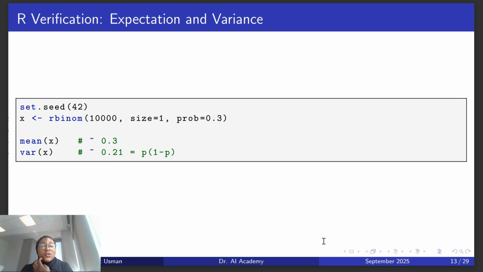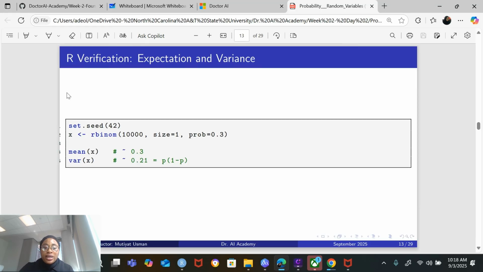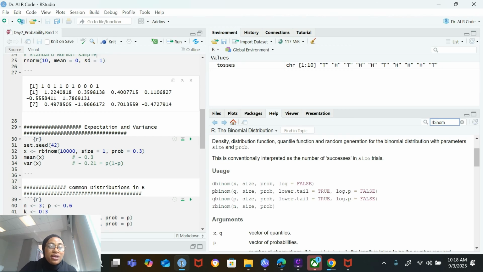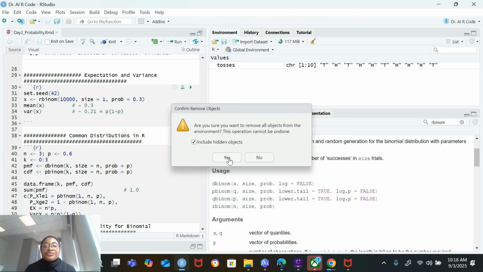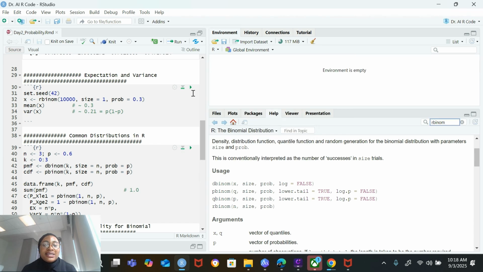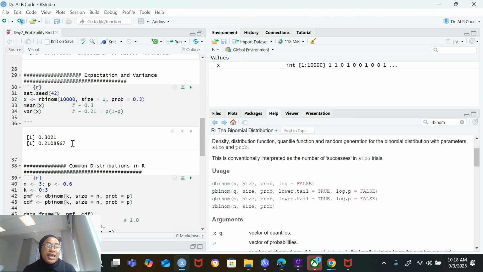And also, we want to compute the mean and the variance. This is something we can solve manually, but let's go to our R code and show you how we are going to get that result. Okay, so when we move to R code, this is what we're going to have for the expectation and the variance. Let me clean my global environment first of all. Okay, so if I set the seed and then I run this, I am going to have the mean to be 0.3 and the variance to be 0.21.